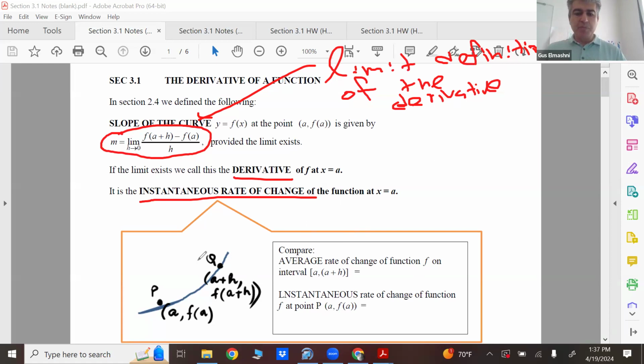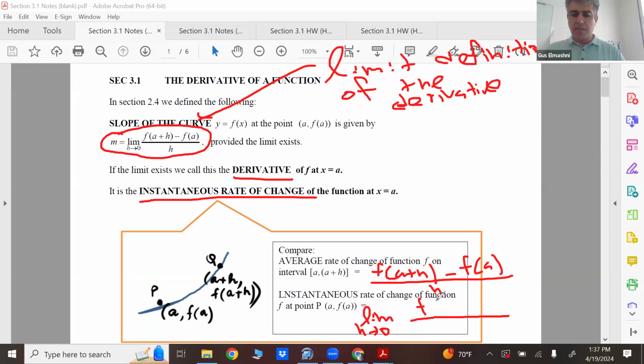So right now, the average rate of change will simply be the slope between P and Q, or in this case, it will be f of a plus h minus f of a, all over h, because you're subtracting a plus h with a. Whereas here, this will be the limit as h approaches 0 of f of a plus h minus f of a, all over h.